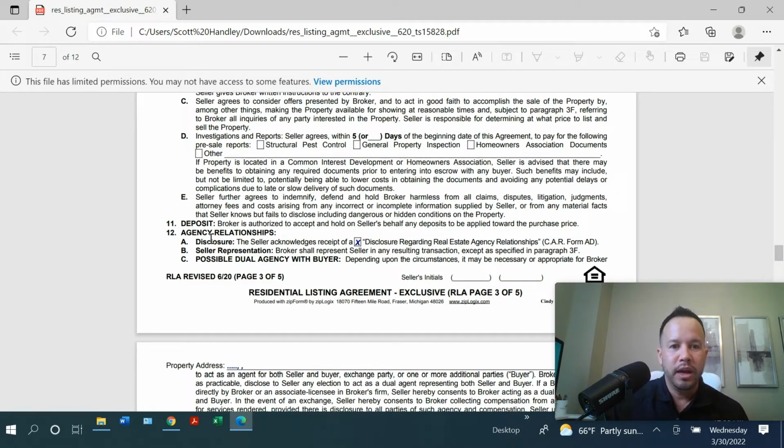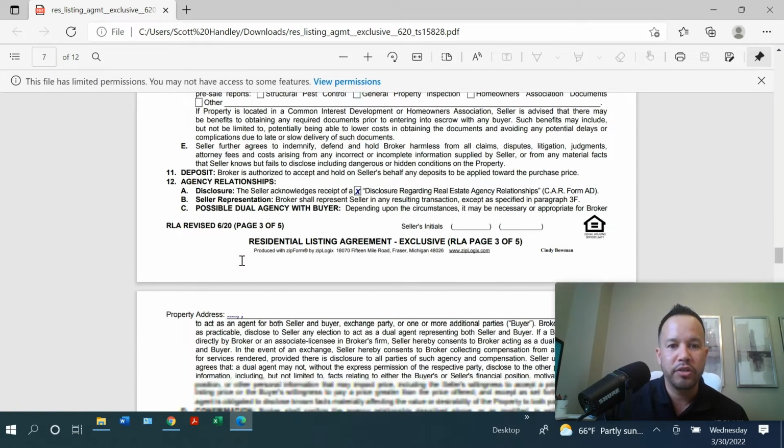Okay. Agency relationships, disclosure. The seller acknowledges receipt of, this is checked, disclosure regarding real estate agency, CAR Form AD. So it's automatically checked, automatically populated as the first form when you click on the RLA, as we already spoke about. Seller representations. Broker shall represent seller in any resulting transaction except as specified in paragraph 3F. Also talking about possible dual agency with the buyer, depending on the circumstances. It may be necessary or appropriate for broker to act as agent on both sides.